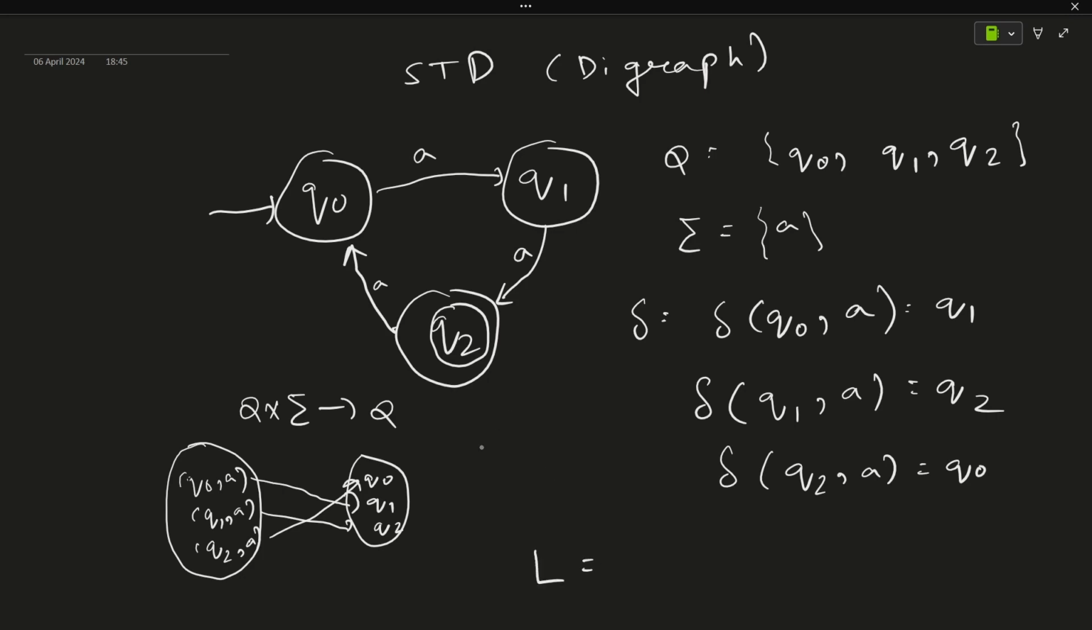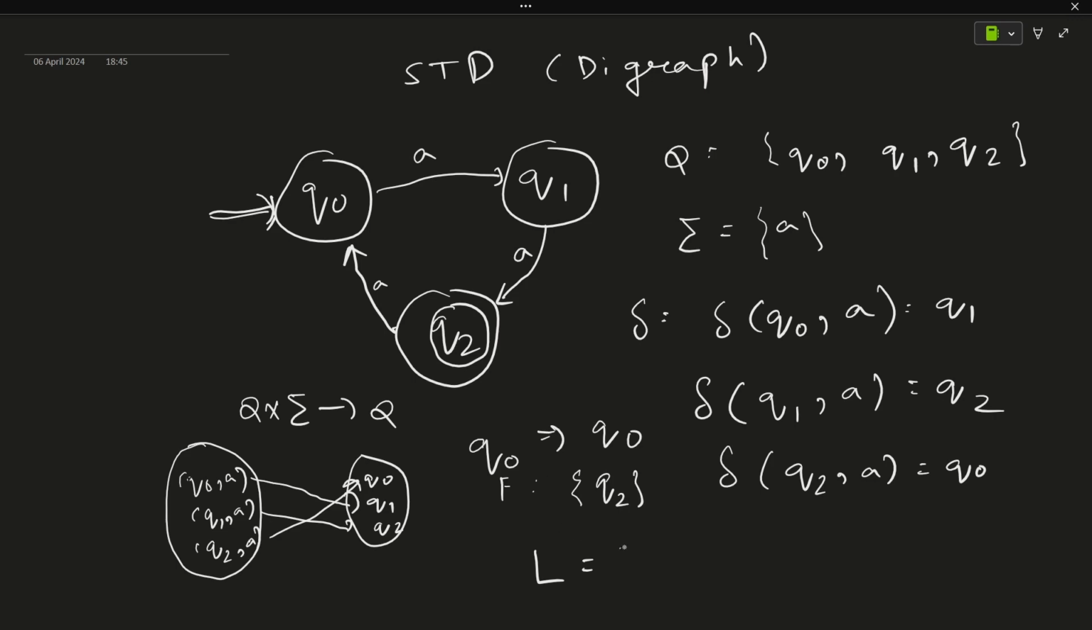Before talking about L, let's describe Q naught. This will be Q naught. See, this is the initial state, and the final state is marked by a double circle. Q naught is Q naught, and the final state set F is Q2. That's it.